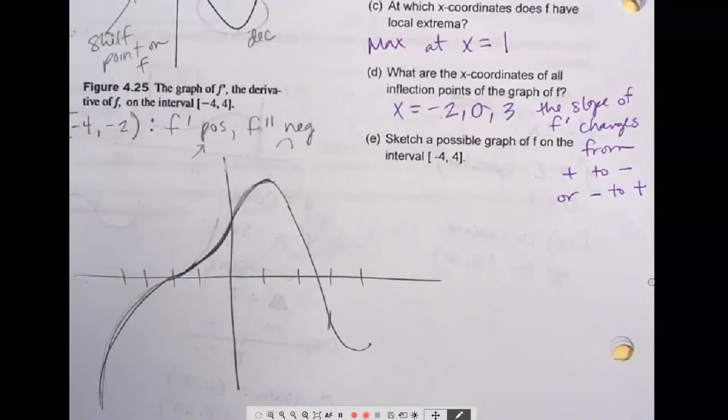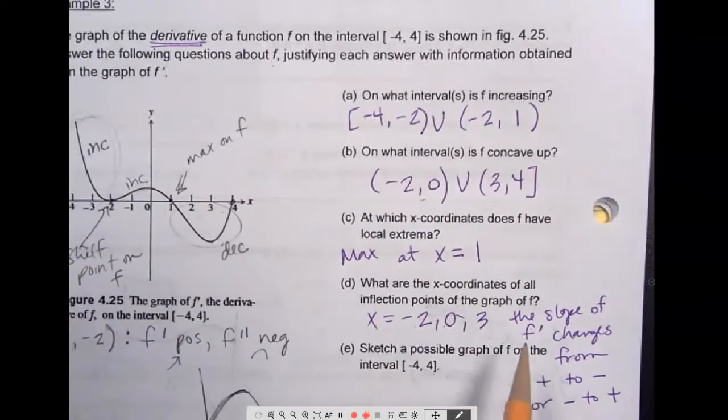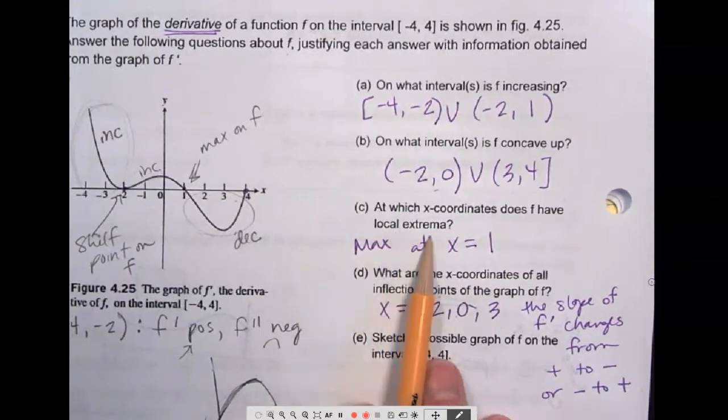It's down, which was like back more. Not really the graph, it's C. Okay, in which x-coordinate does the function have a local extrema?